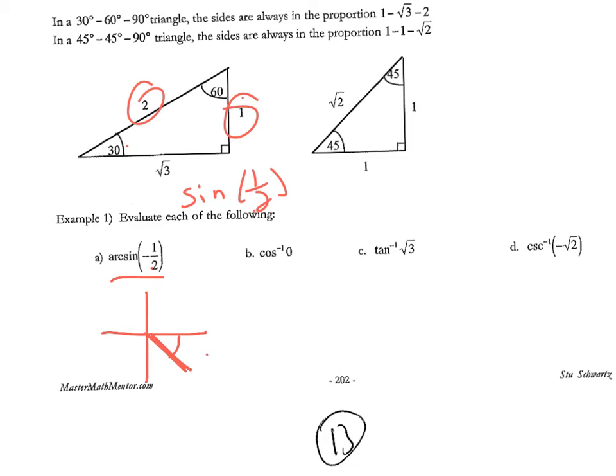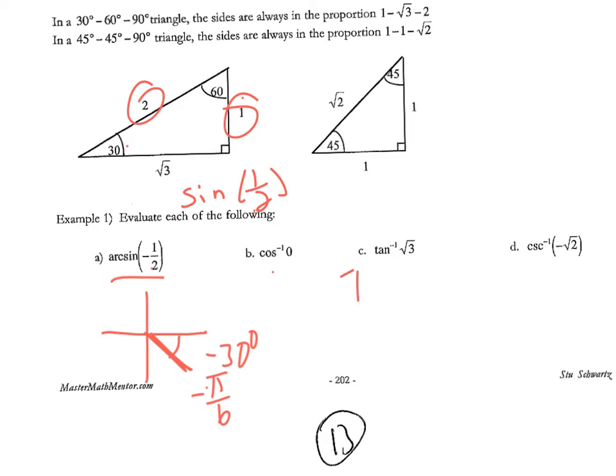So the answer is going to be either negative 30 degrees if you're working on 0 to 360, or it'll be negative pi over 6 if you're working 0 to 2 pi in radian measure. Okay? So there's that one. How about we skip over the B for a minute?